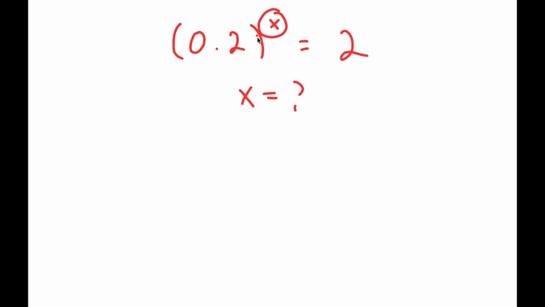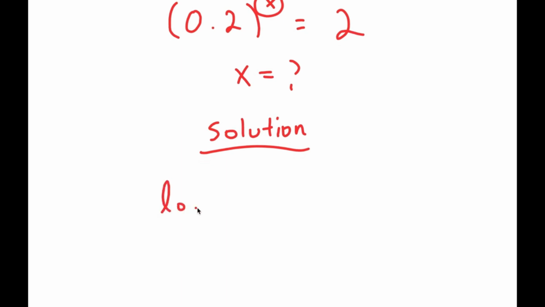Alright, so in this video, I'm going to solve the equation 0.2 to the power of x is equal to 2. So to solve this, I want to first find the value of x. So that's the variable I'm going to be solving for. And my first step for my solution is to take the log on both sides. So this turns into log of 0.2 to the power of x is equal to log of 2.